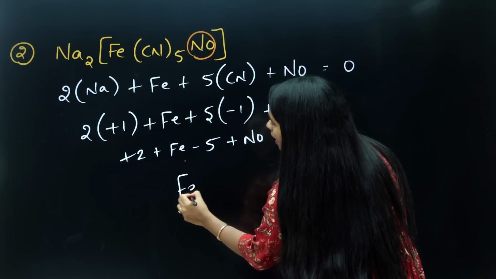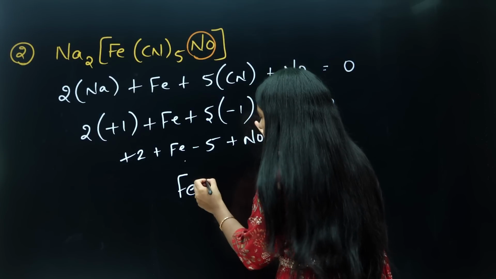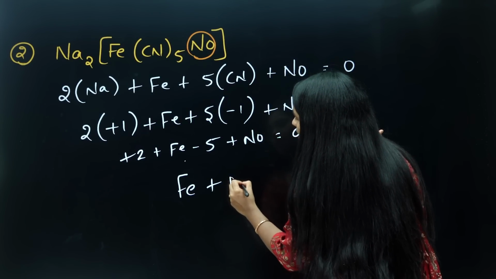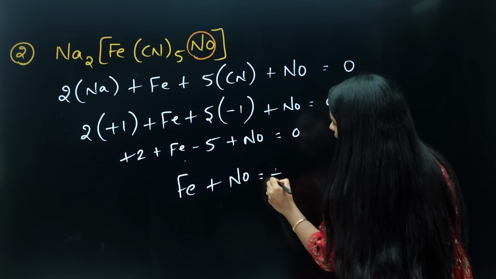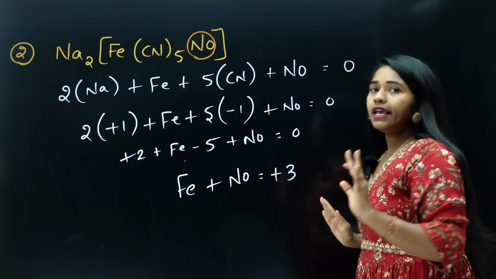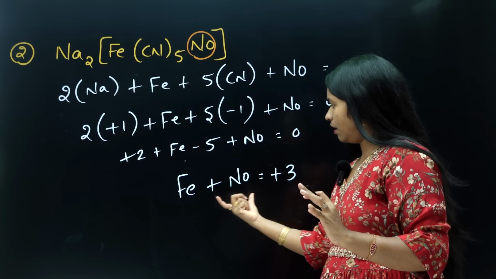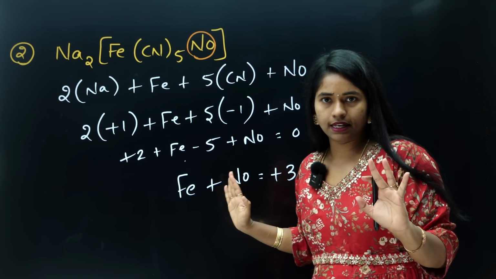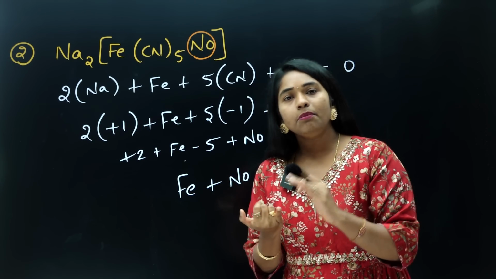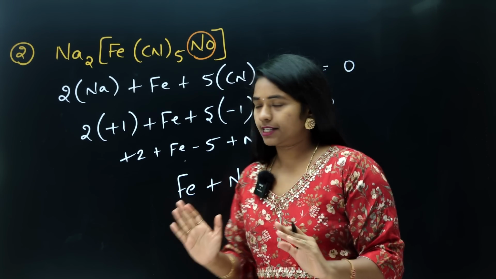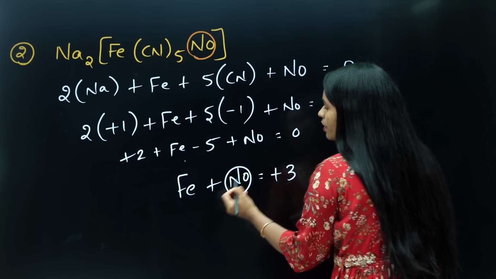Then Fe minus 5 plus 2 minus 3. If minus 3 comes this side, it will be +3. Clear, students? Now again we got Fe plus NO is equal to +3. Again two cases. It may be 0, it may be +1. Okay, let's keep 0 here.